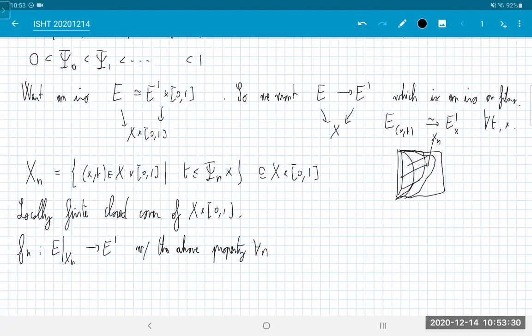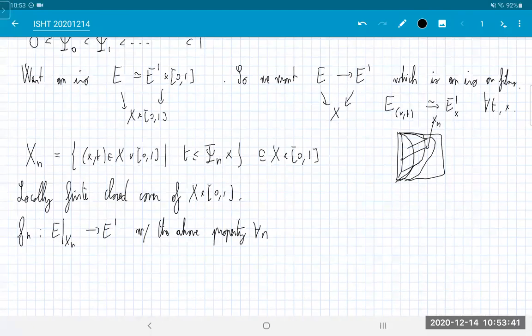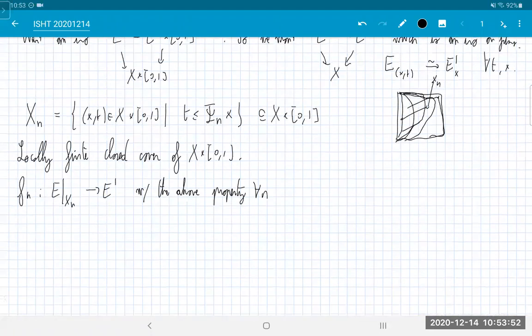This I think was the very first exercise I was given in my general topology class, many years ago. But the idea is I'm going to do one graph at a time. And since this is a partition of unity, in the end this graph is going to cover everything. So we start with X minus 1. Well, X minus 1 is just X times 0, since psi minus 1 is 0.